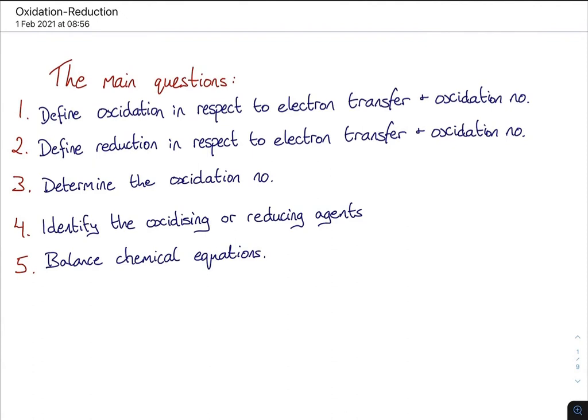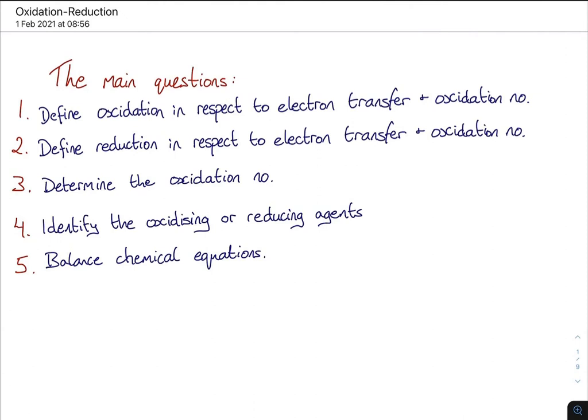So the main questions that come up are that you're asked to define oxidation and reduction in respect to either electron transfer or oxidation number. You're also asked to determine the oxidation number to be able to identify the oxidizing and reducing agents and to balance chemical equations. Now, you cannot identify any oxidizing or reducing agents or balance equations if you cannot determine the oxidation number. So you really do need to know that part of it.